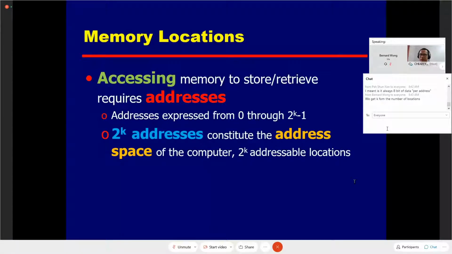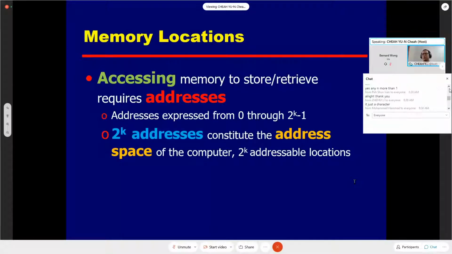Each ASCII character is 7 bits. If you recall the first topic, ASCII characters are only 7 bits. Is there always 8 bits of data per address? No, again, it depends on the addressable locations. If you only have 256 addressable locations, then your address will be 8 bits. But of course that's not true. You have definitely more than 256 addressable locations.